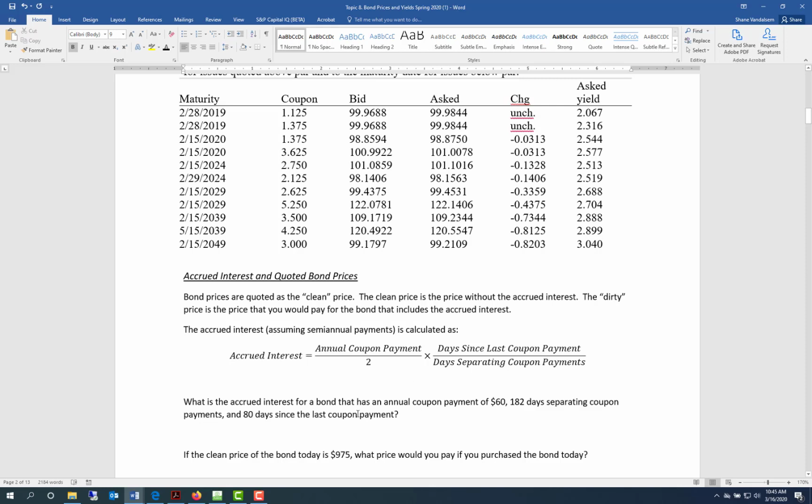So I'm going to have to pay them the ask price. I'm also going to have to pay them the accrued interest on that bond. And so the clean price is the price without the accrued interest. The dirty price is the price that you'd pay for the bond that includes the accrued interest.